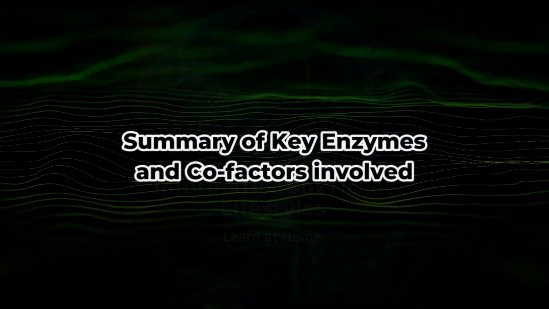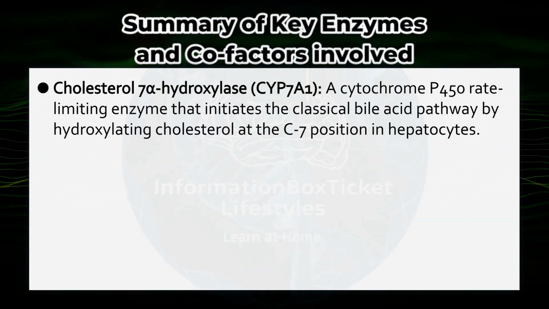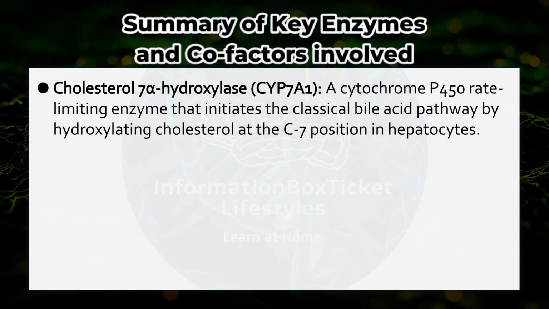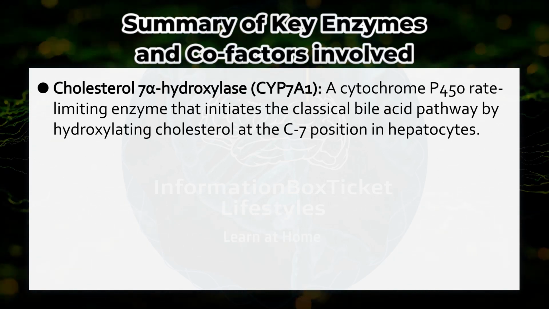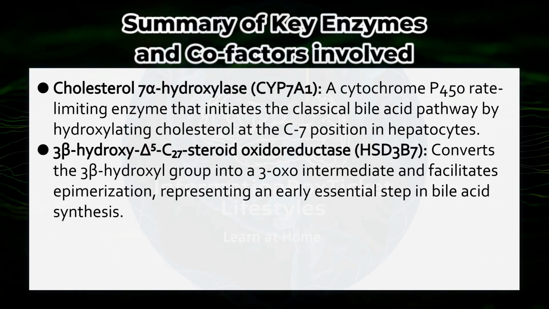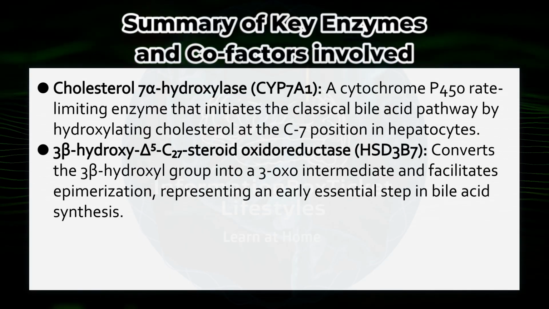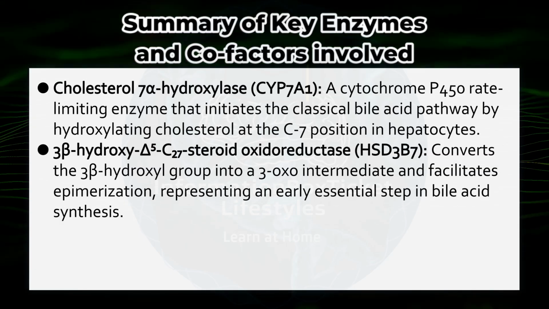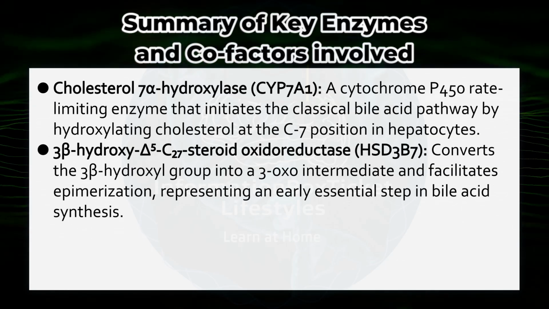Summary of key enzymes and cofactors involved. Cholesterol 7 alpha hydroxylase, CYP7A1, a cytochrome P450 rate-limiting enzyme that initiates the classical bile acid pathway by hydroxylating cholesterol at the C7 position in hepatocytes. 3-beta-hydroxy-delta-5-C27 steroid oxidoreductase, HSD3B7, converts the 3-beta-hydroxyl group into a 3-oxo intermediate and facilitates epimerization, representing an early essential step in bile acid synthesis.